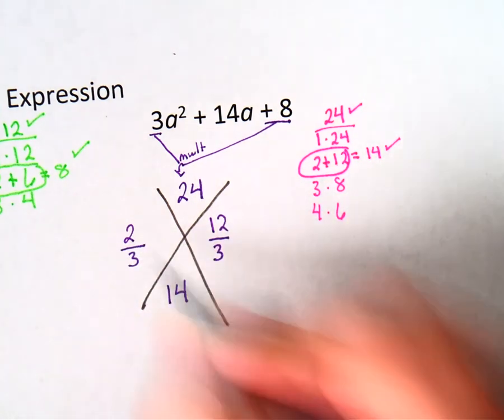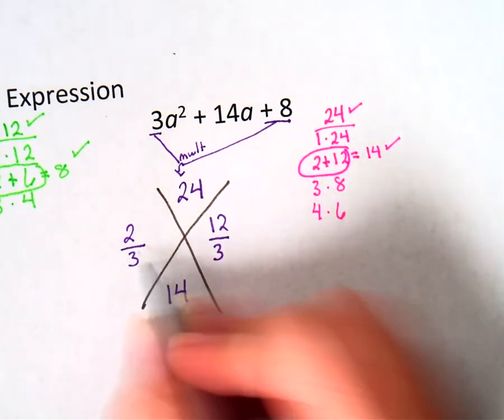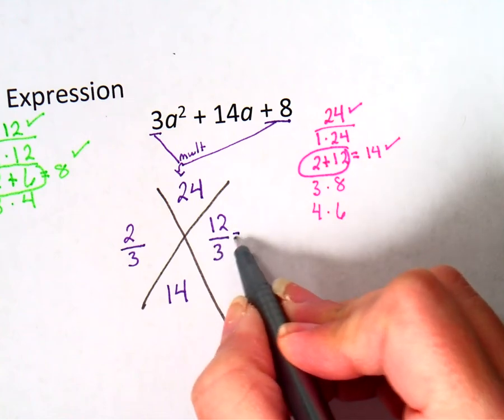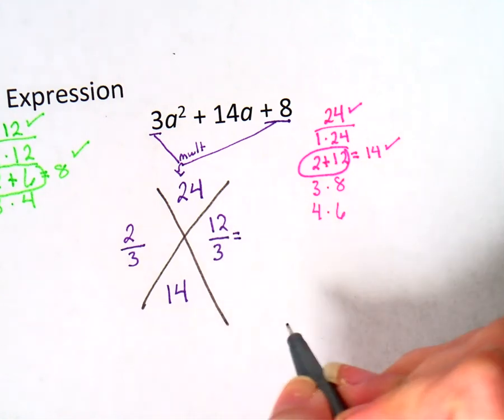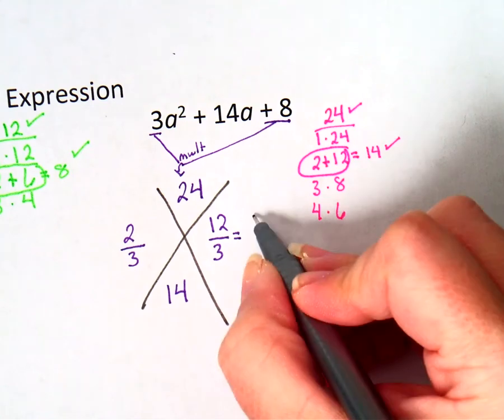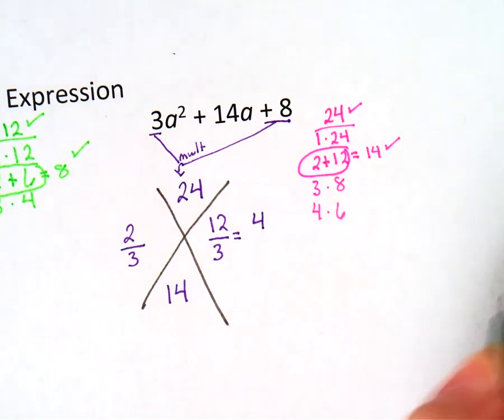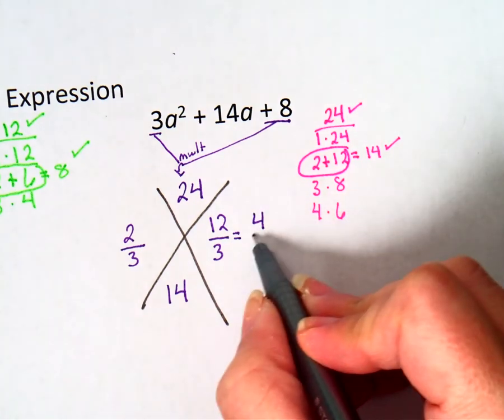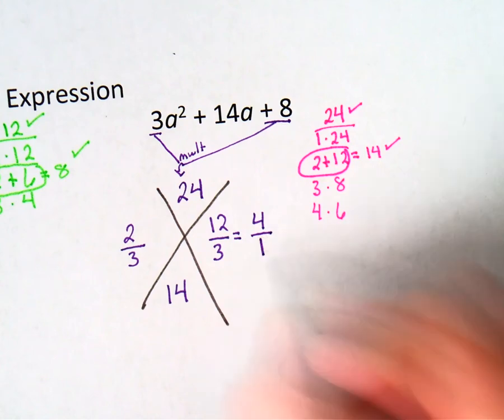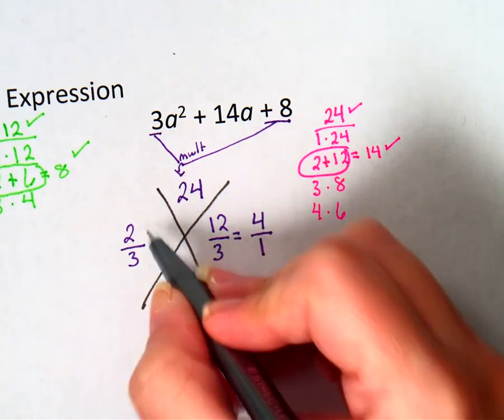My first fraction cannot reduce, so I leave it exactly as it is, 2 over 3. My second fraction does reduce because 12 is divisible by 3. 12 divided by 3 is 4. But we want to think of it as a fraction, so to keep it as a fraction, I'm going to say that's 4 over 1.